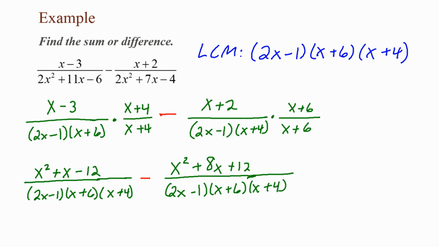We can add like terms, but we have to deal with our minus sign. If I change that minus to a plus, it's going to change the sign of my x squared to a negative, my 8x to a negative, and my 12 to a negative, which will give me x squared minus x squared, 0, x minus 8x, negative 7x, negative 12 minus 12, negative 24, all over my least common multiple, (2x minus 1)(x plus 6)(x plus 4).